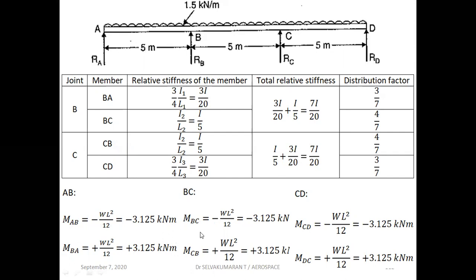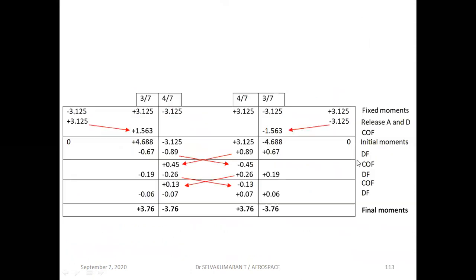So enter all these fixed end moment values and the distribution factor in a tabular column. You can find here 3 by 7, 4 by 7. A, B, C, D, right? BA, BC, then CB, CD. Enter the fixed end moment values. A and D are simple supports. Let us release at A and D. Carry over this moment, multiply by 1 by 2, multiply by 1 by 2. Draw a line, add it.